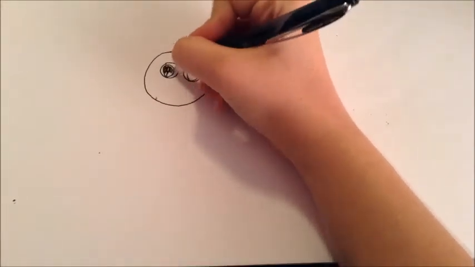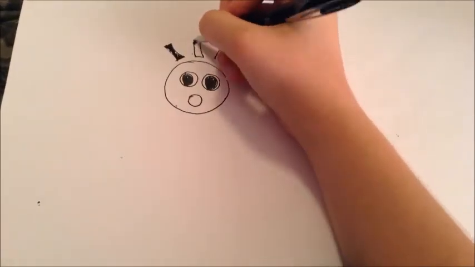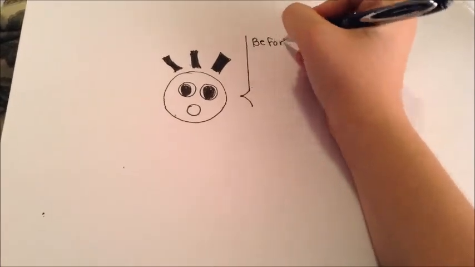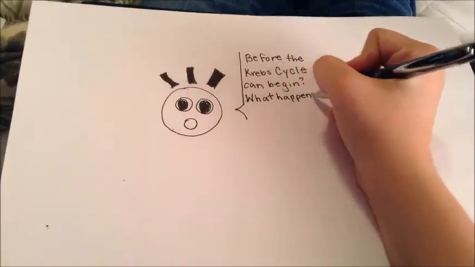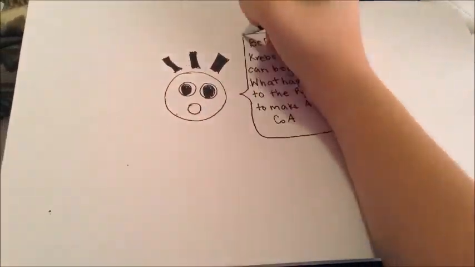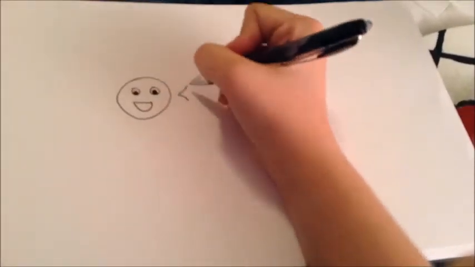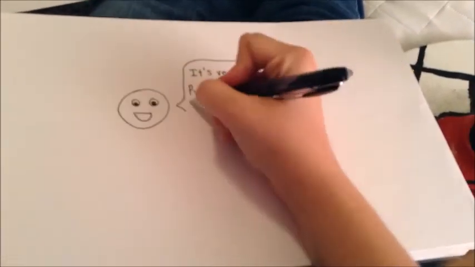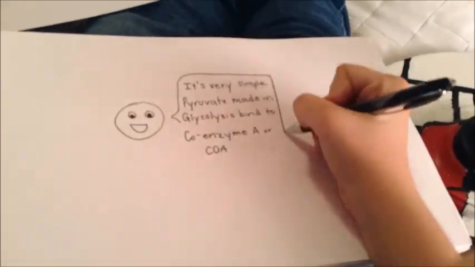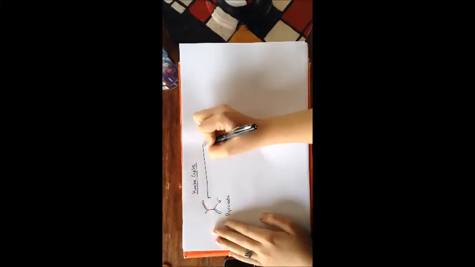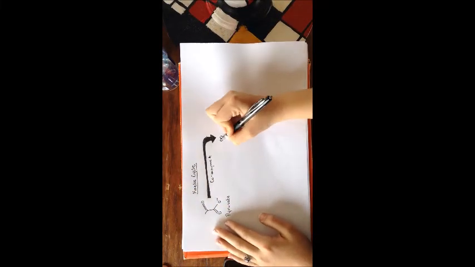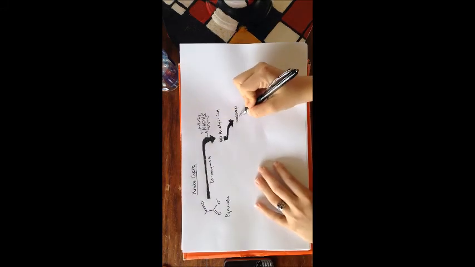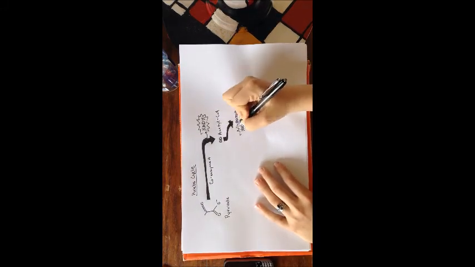Before the Krebs cycle can begin, the pyruvate must bind with coenzyme A. This creates a byproduct of NADH and acetyl-CoA, which is a 2-carbon molecule. Acetyl-CoA will then bond with a de-energized 4-carbon molecule, or oxaloacetate.